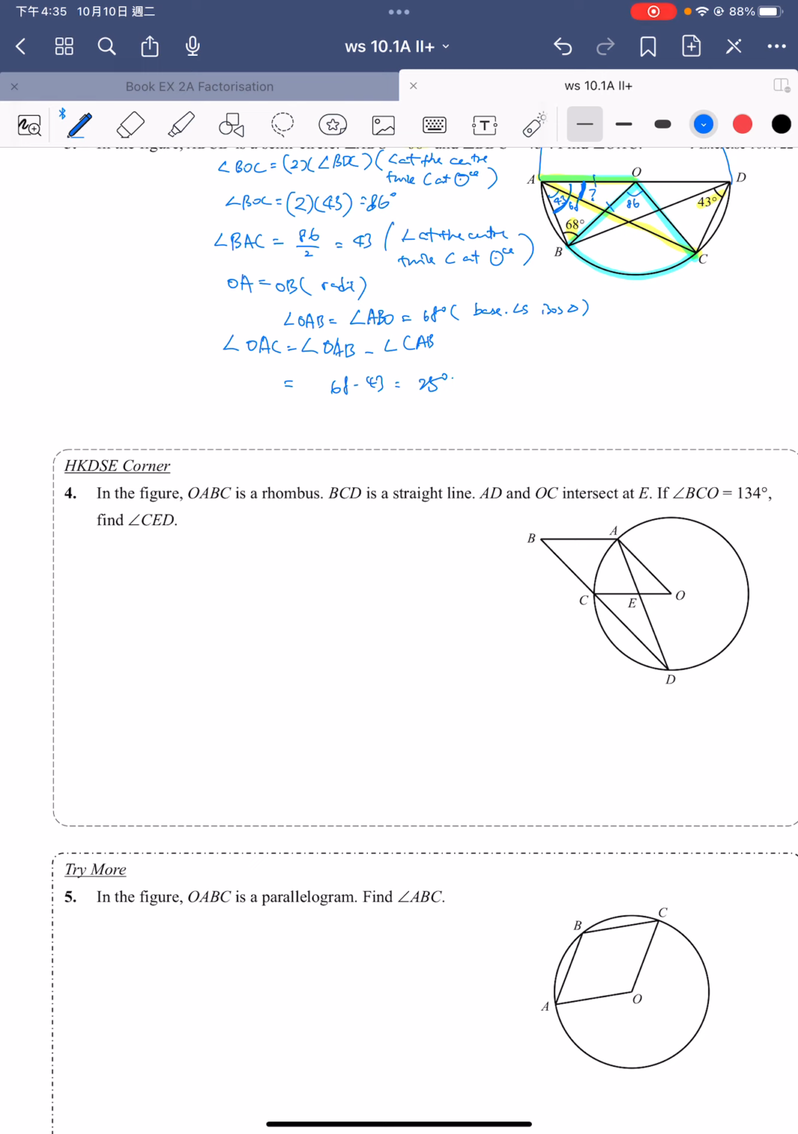So this is an HKD question. It's a little bit hard, but not extremely hard. So first of all, you need to remind yourself what's the meaning of a rhombus, like a diamond. So how can we use the property of it to finish this problem?